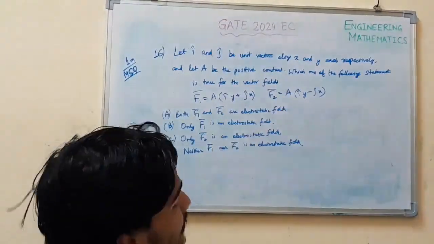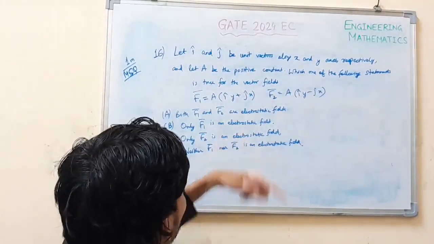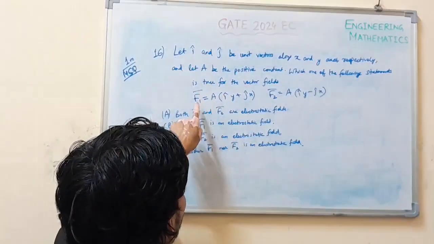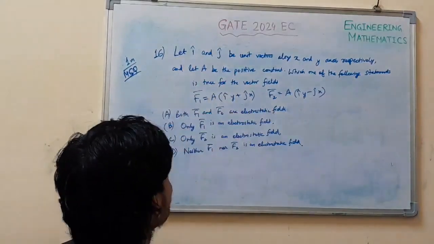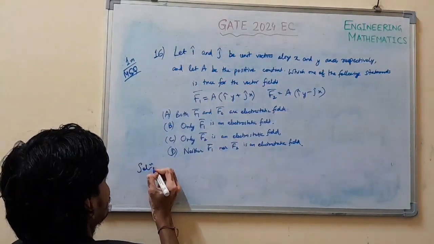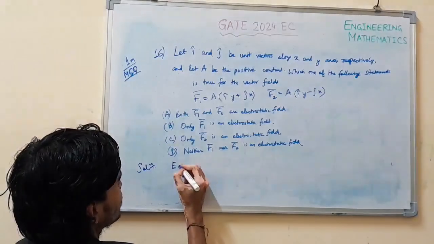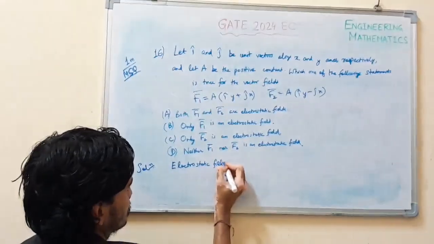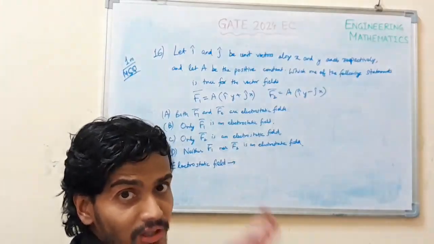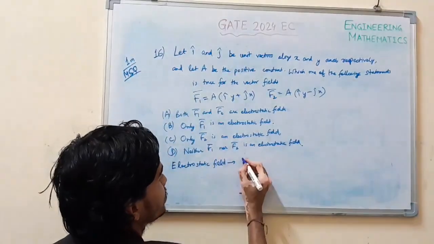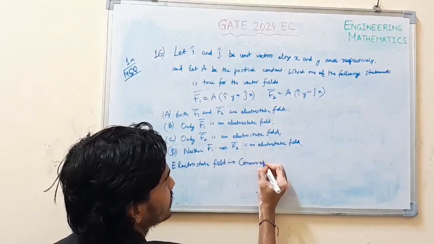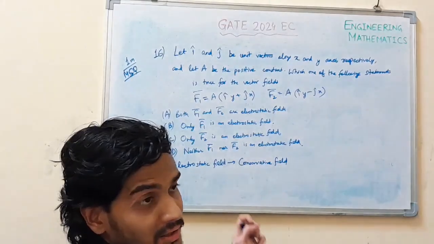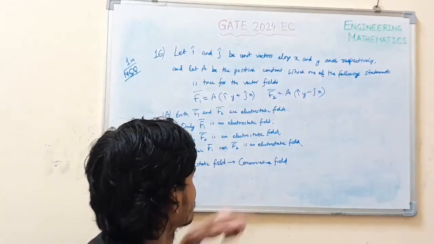Basically the question is on vectors: which of them can represent an electrostatic field, that is asked among f1 and f2, where a is given as a positive constant. Let's get to the solution of this question. An electrostatic field, as we all know, is a conservative field. Between any two points, when we find the electric potential, it comes the same irrespective of the path. It is dependent on the final states. So it is a conservative field.